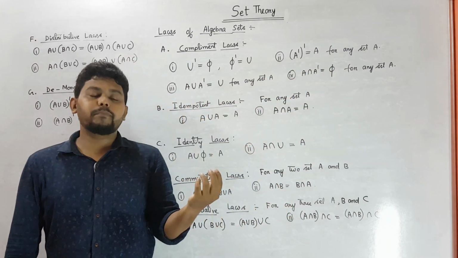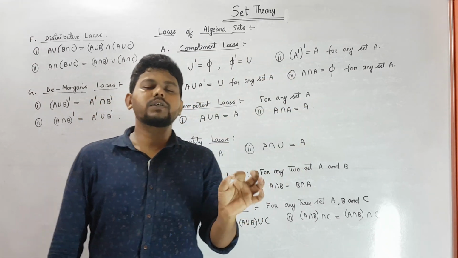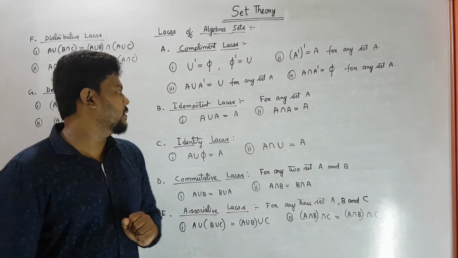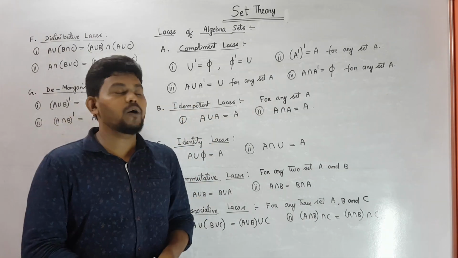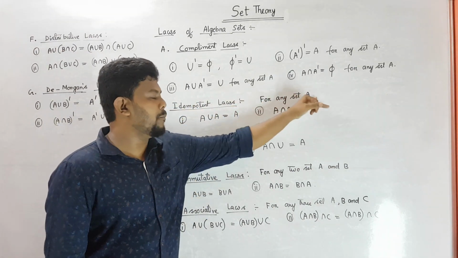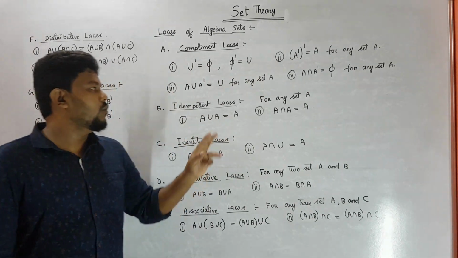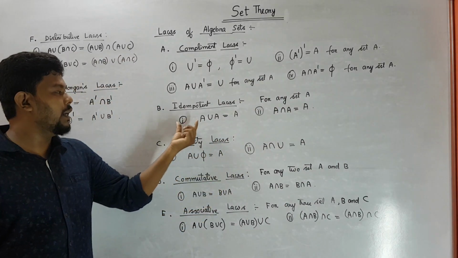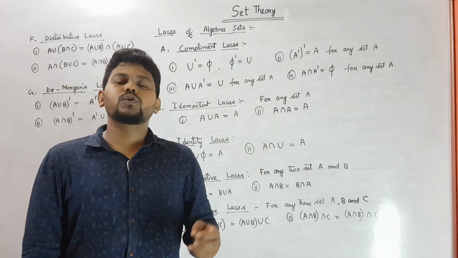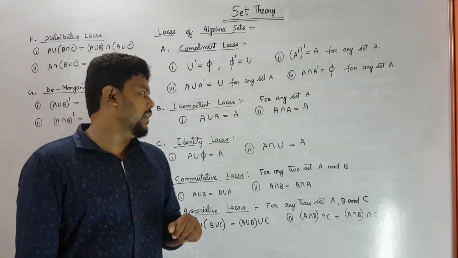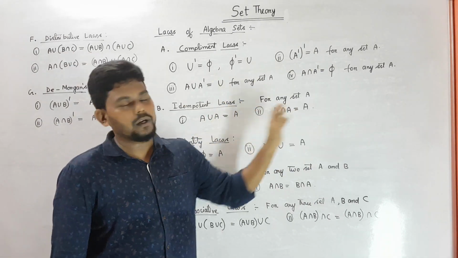A and A prime or A complement are disjoint sets. There is no common element between A and A complement. This is your complement laws. Number B, idempotent law. For any set capital A, this property is possible only between the same set. If you find A union A, your answer will be A, because entire A is common to A only. So if you find the union, you will get A. Number 2, if I find the intersection of A and A, you will get A only.